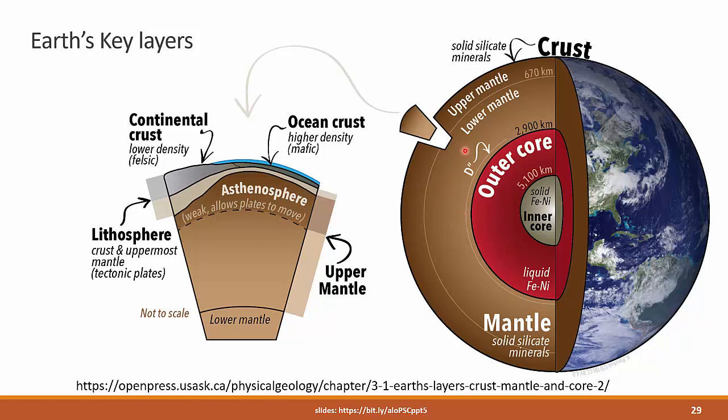So to recap, very thin crust. Most of the rest of the Earth is occupied by mainly solid silicates. Then we have a core that's made up of an outer core that's liquid and an inner core that's solid. That's the layers of the Earth.